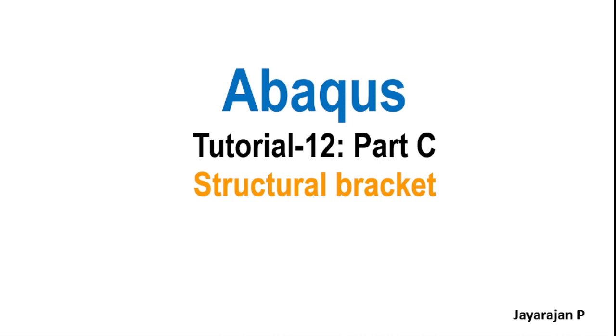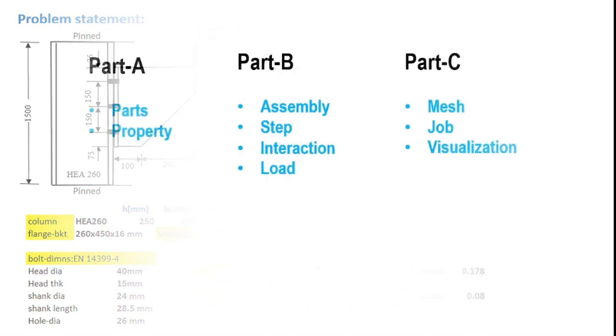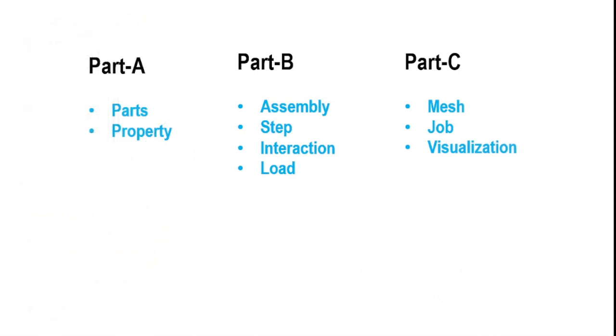This is part C of tutorial number 12, which explains the use of Abaqus in the analysis of a bolted structural bracket. Regarding the problem statement, the detail is already provided in part A of the tutorial, and therefore it will not be repeated here. Part C of this tutorial covers essentially the modules mesh, job, and interpretation of results through the visualization module. So let me take you to Abaqus.